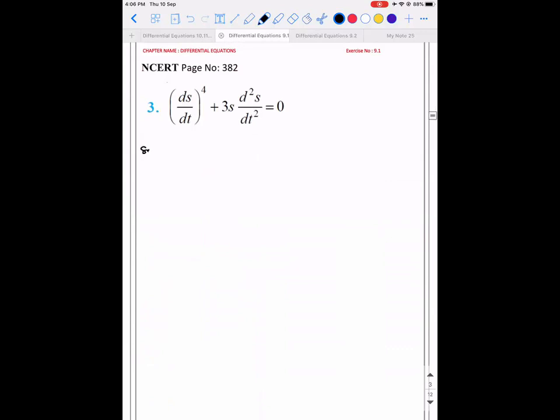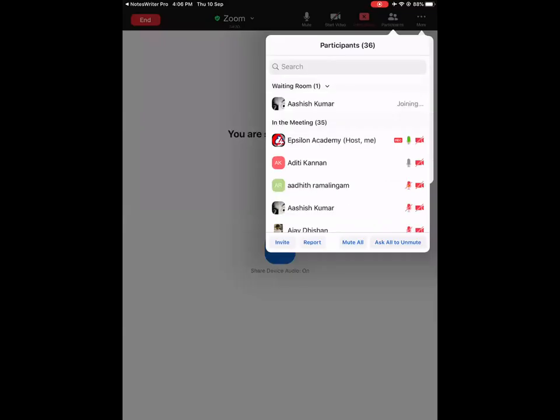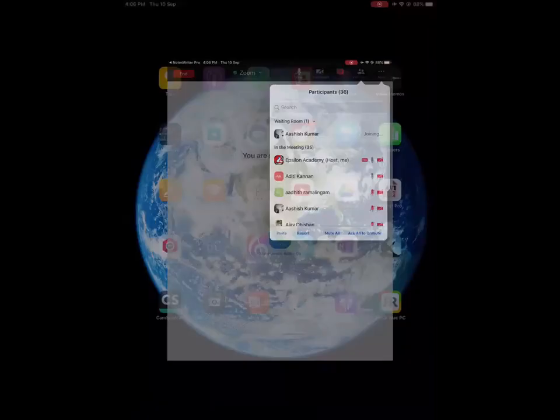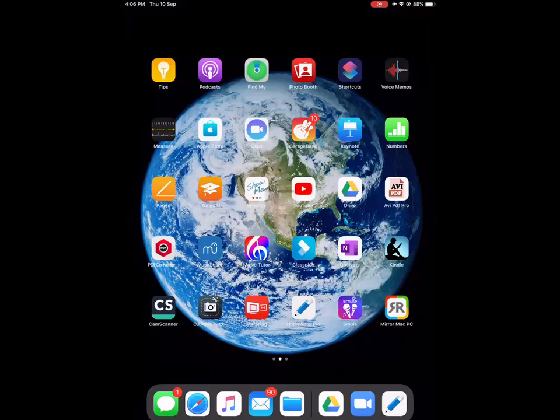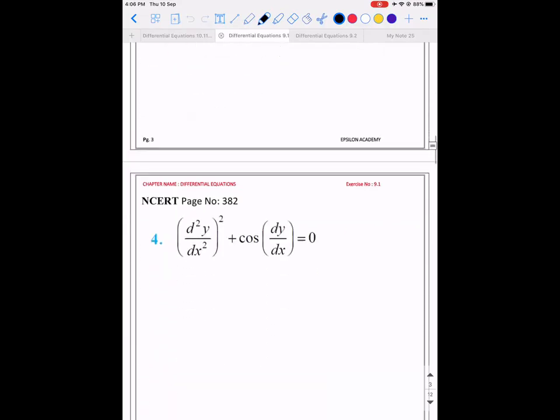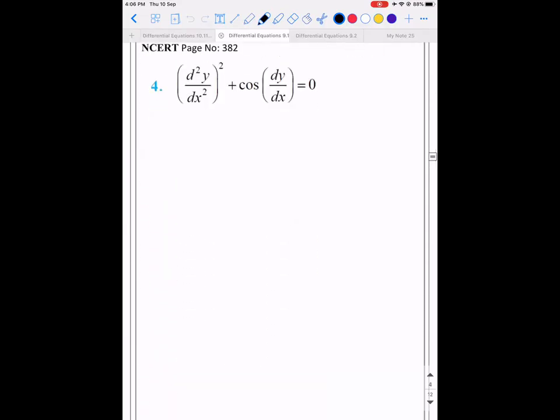What about the third one? Order 2, degree 1. Yes, degree is 1. That's right. Fourth one: order 2, degree not defined, because dy by dx is there inside cos.